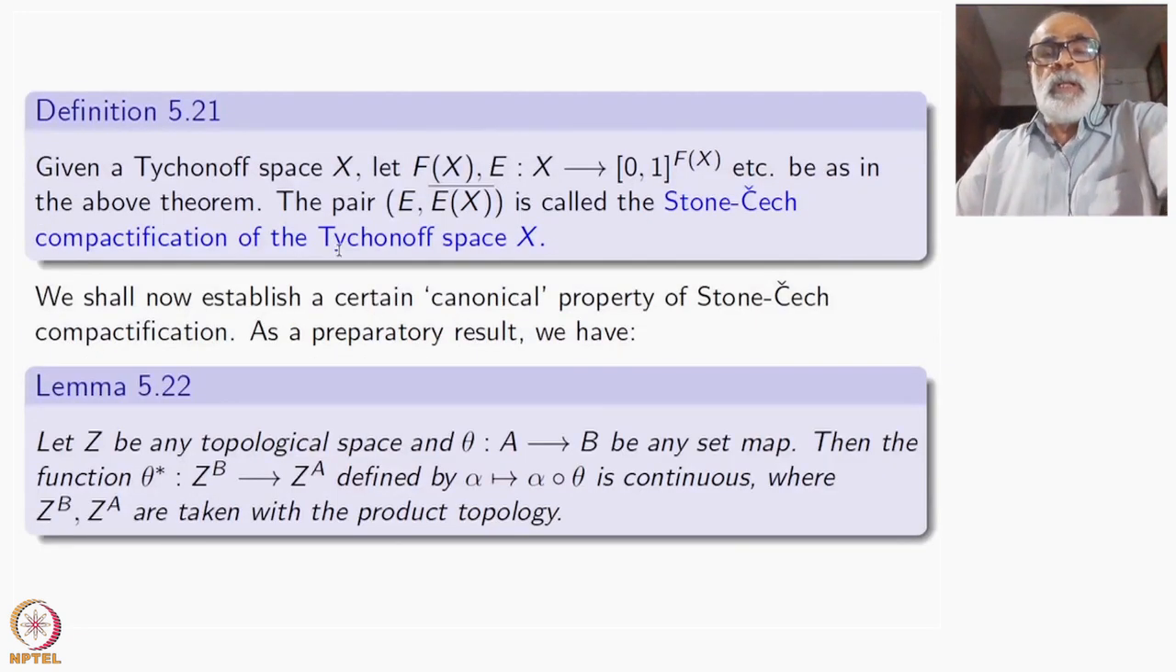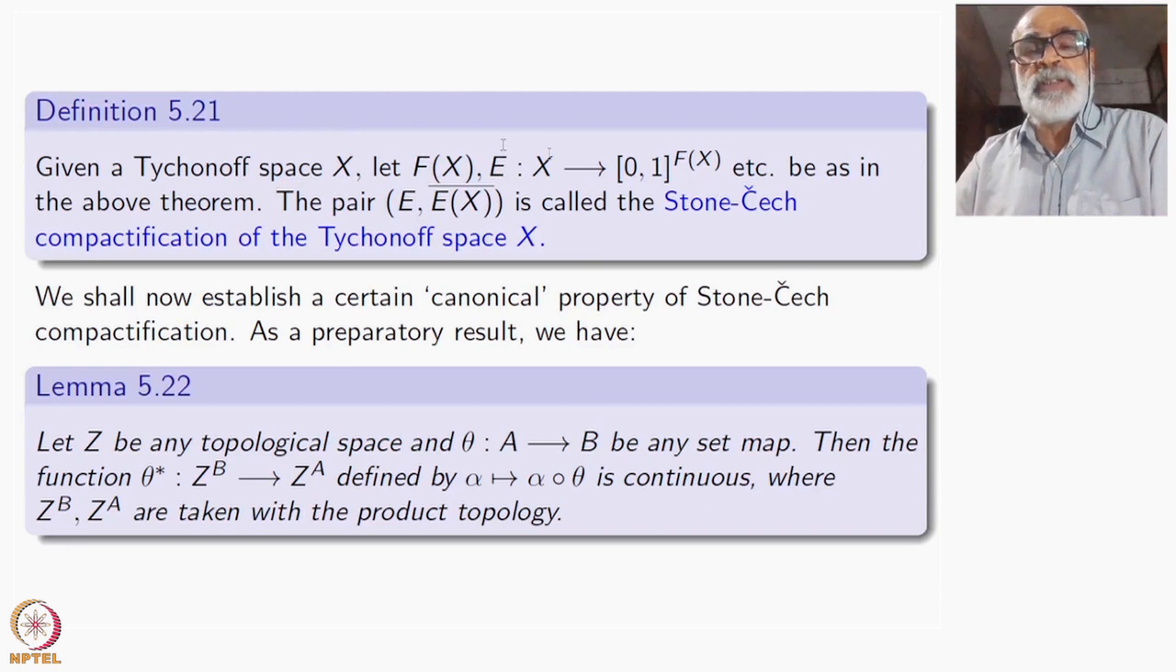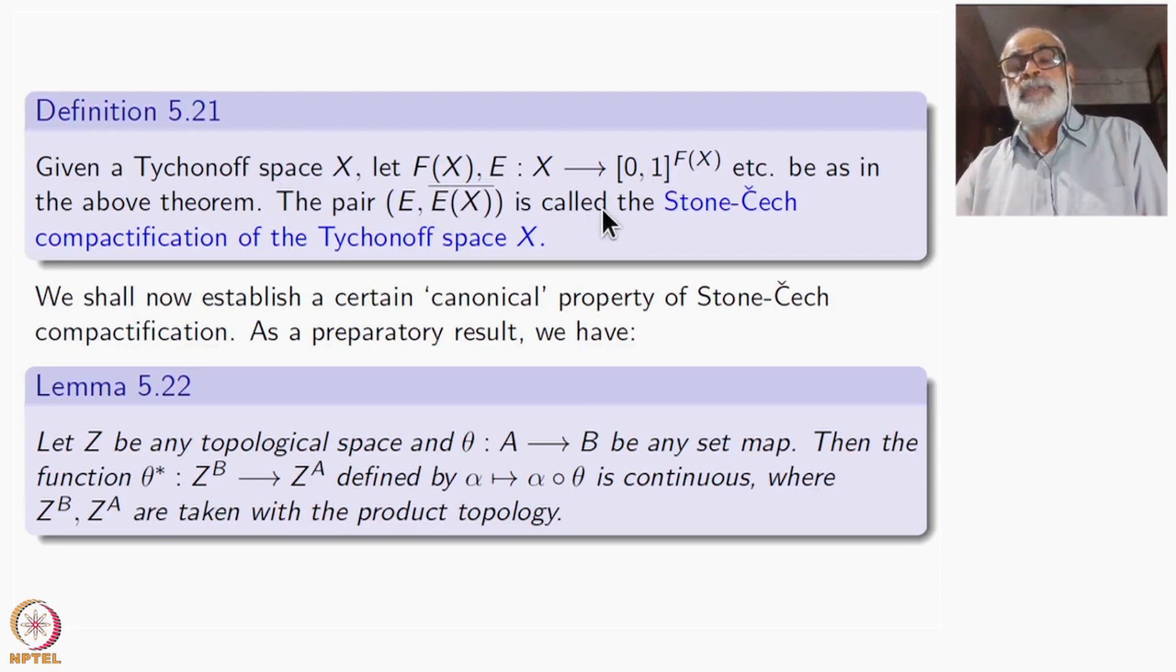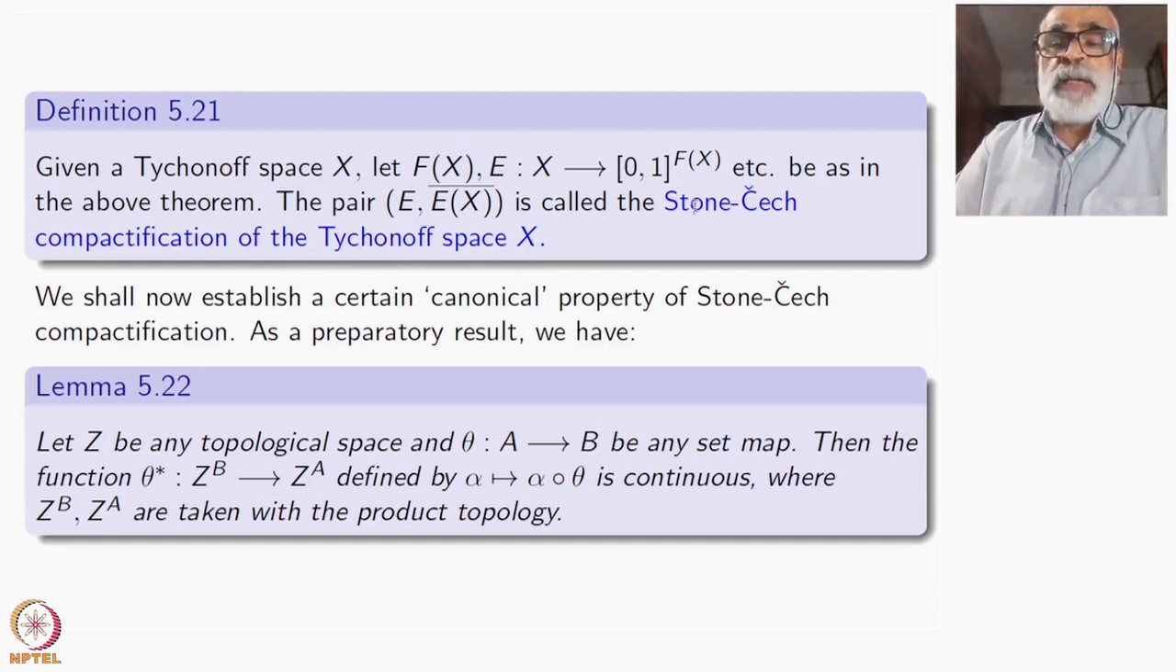All right. Now we make the definition of the Stone-Cech compactification. Look at any Tikhonov space X. Take F_X and the evaluation map E, as we have just discussed earlier. Then the pair E, comma, closure of E(X), where this closure is inside this product space, is called the Stone-Cech compactification of the Tikhonov space X. Of course, the product space is compact. Every closed subset will be compact. So that is why the closure of E(X) will be compact.